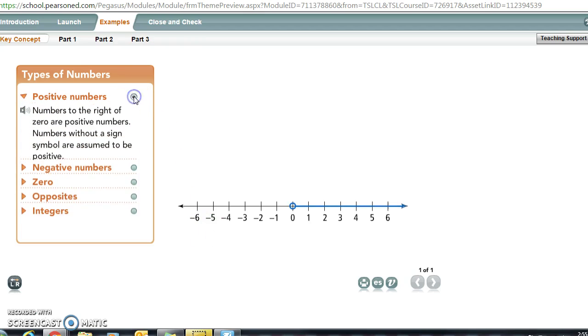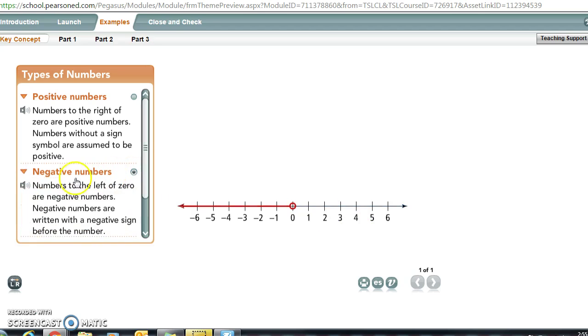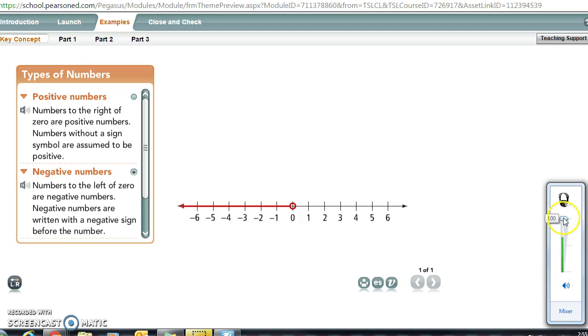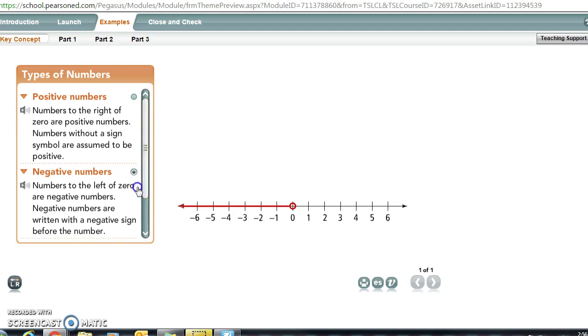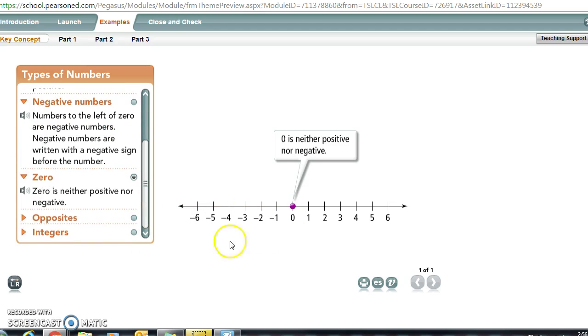So positive numbers are going to be numbers to the right of 0. Numbers without a sign symbol are assumed to be positive. Numbers to the left of 0 are negative numbers. Negative numbers are written with a negative sign before the number. So any number with a negative sign before it or to the left of 0 is going to be negative. 0 is neither positive nor negative.